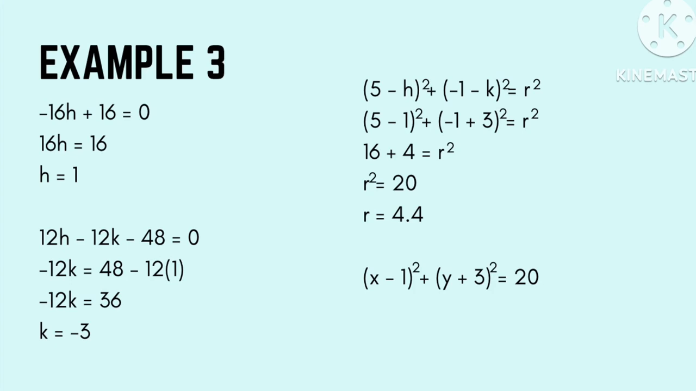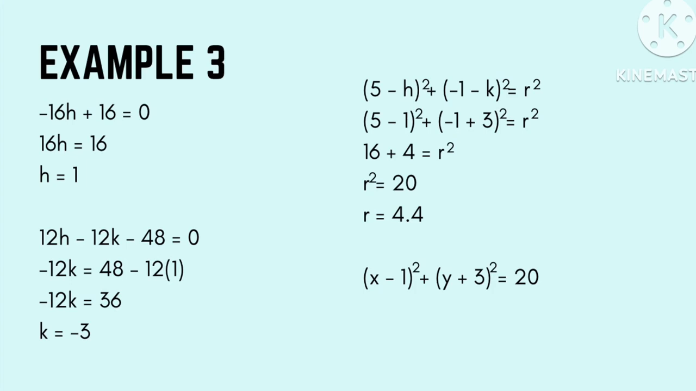So since we have the equation -16h + 16 = 0, we just have to simplify it. So we have 16h = 16. And if we divide both sides by 16, we will have h = 1. So we can use that in the fourth equation, which is 12h - 12k - 48 = 0, to find the value of k. So we have -12k = 48 - 12 times 1. Then -12k is equal to 36. We just have to divide it by -12. Now we have k, which is -3.